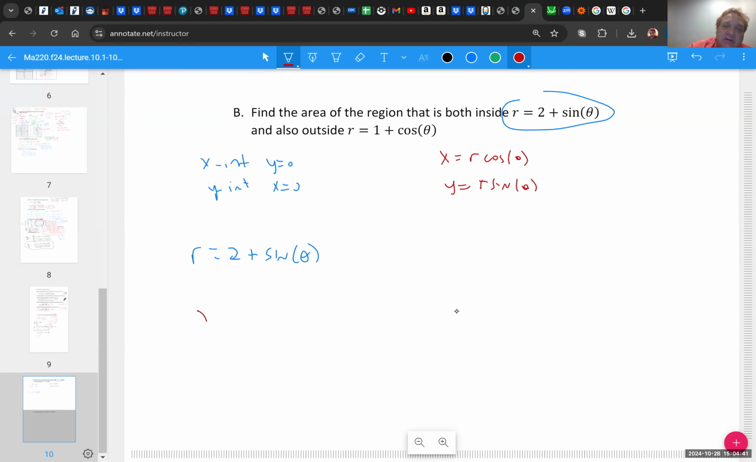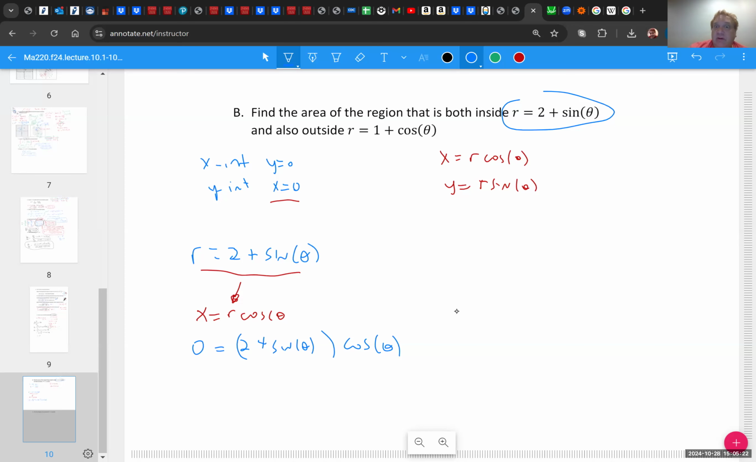So let's start with x equals r cosine theta. We know r, that goes in there. And we know x is 0, because we're looking for the intercept, right? So we get 0 is equal to r, which is 2 plus sine theta, that's r, and then cosine theta. All right, so that's my equation for when I know x is 0, and of course x is r cosine theta, with the r given to us as 2 plus sine theta.